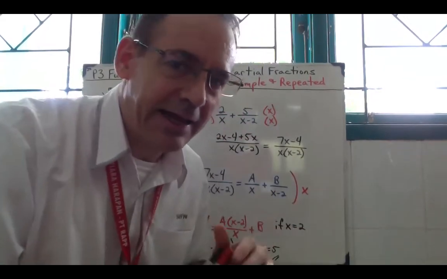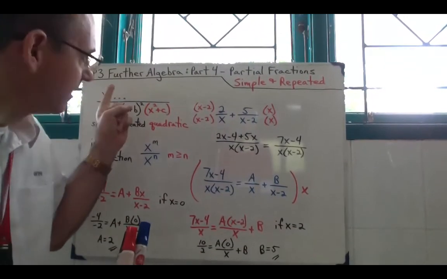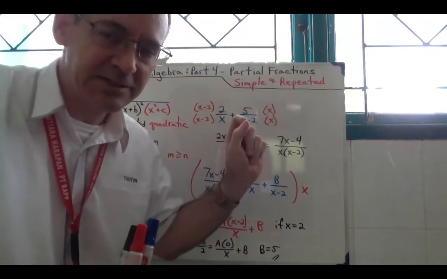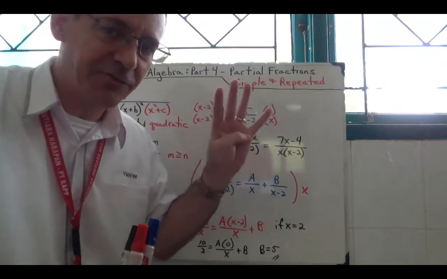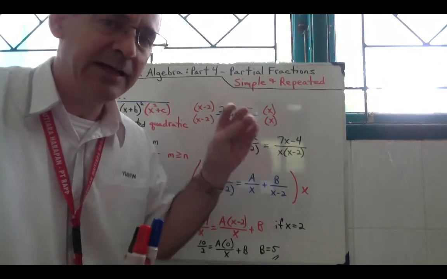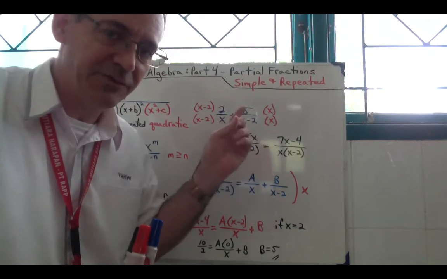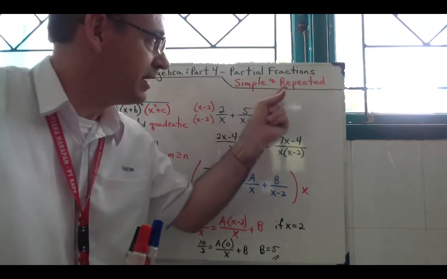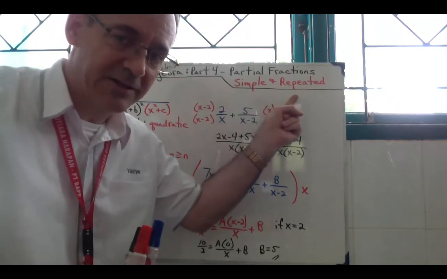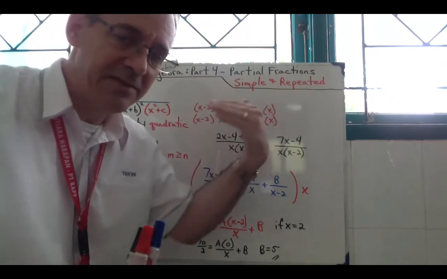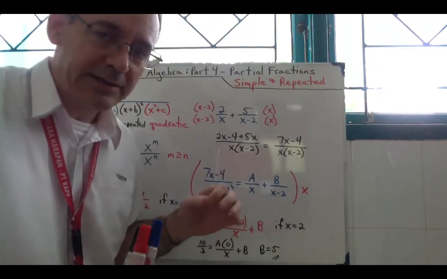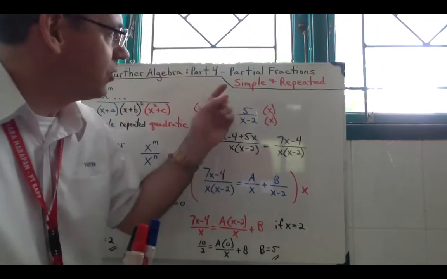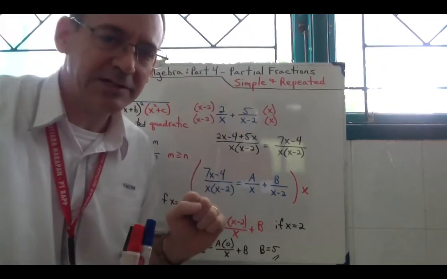Today we want to look at Pure Math 3, Further Algebra, Part 4, Partial Fractions. In partial fractions, there are 4 categories that we're going to look at. Today, in this video, we're only going to look at 2 of them, simple factors in the denominator and repeated factors in the denominator. And in the next video, we'll look at quadratic factors and improper fractions. So we'll have 2 videos on partial fractions.